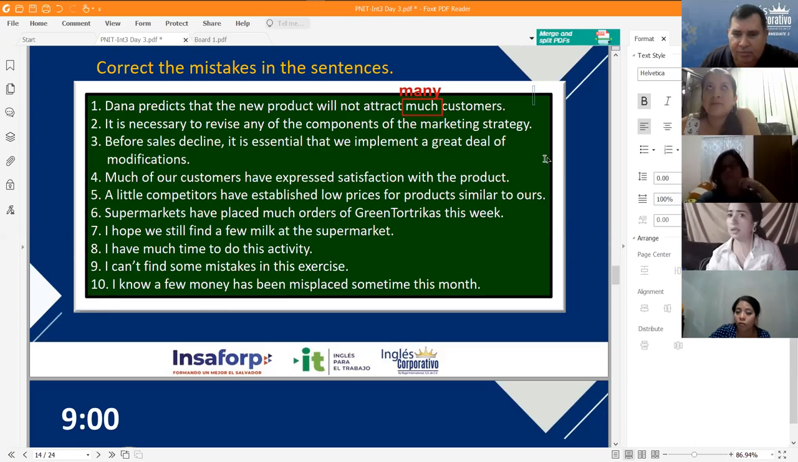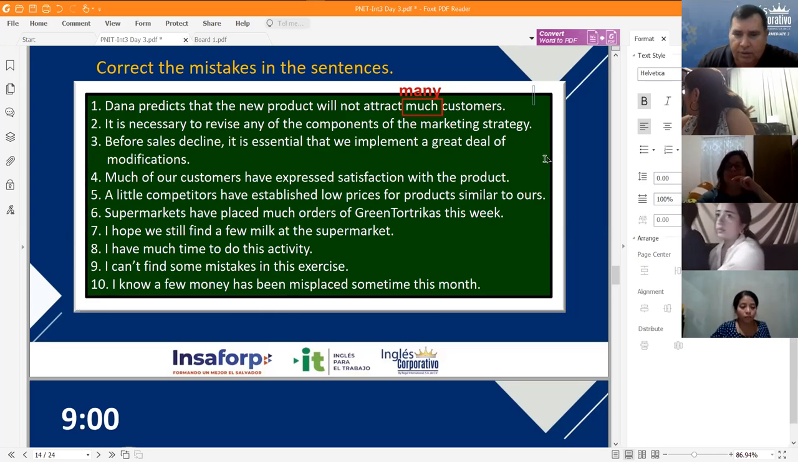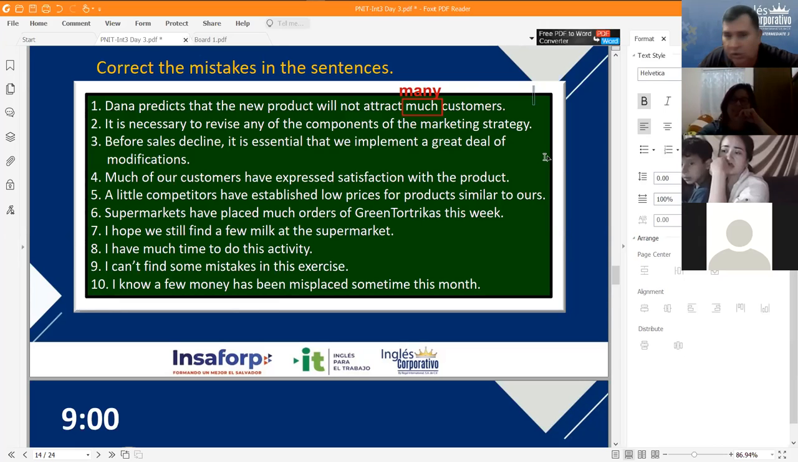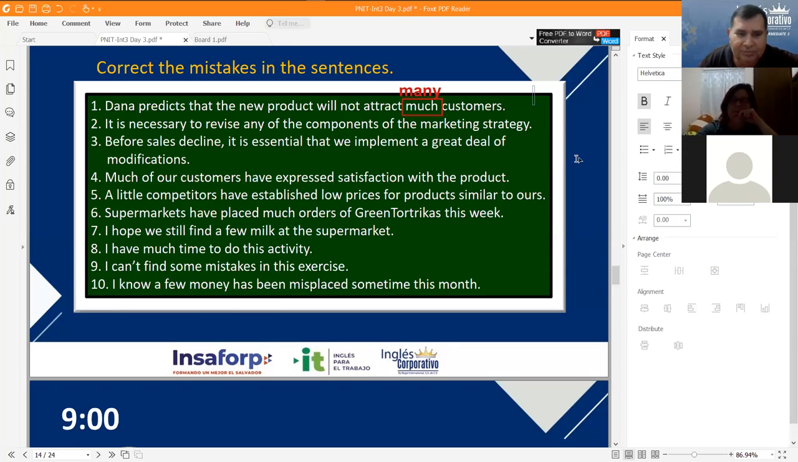Está temblando. Don't be afraid. Oh my God. Fuerte. Yes, strong. Relax. No fear. Finish. Right. Don't worry. It finished, don't worry. Okay.